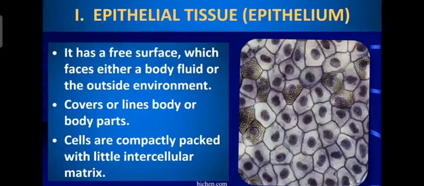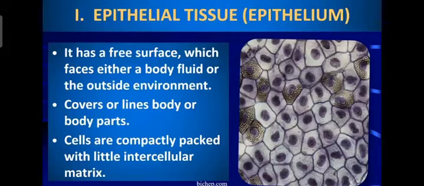Number 1, epithelial tissue. First type. It has a free surface which faces either a body fluid or the outside environment. So as the name indicates, epithelial means it is the outer covering. So this faces either the body fluid, meaning inside our body it is lining or covering the internal side of our body, or the outside environment, for example our skin. So it is facing the outside environment.